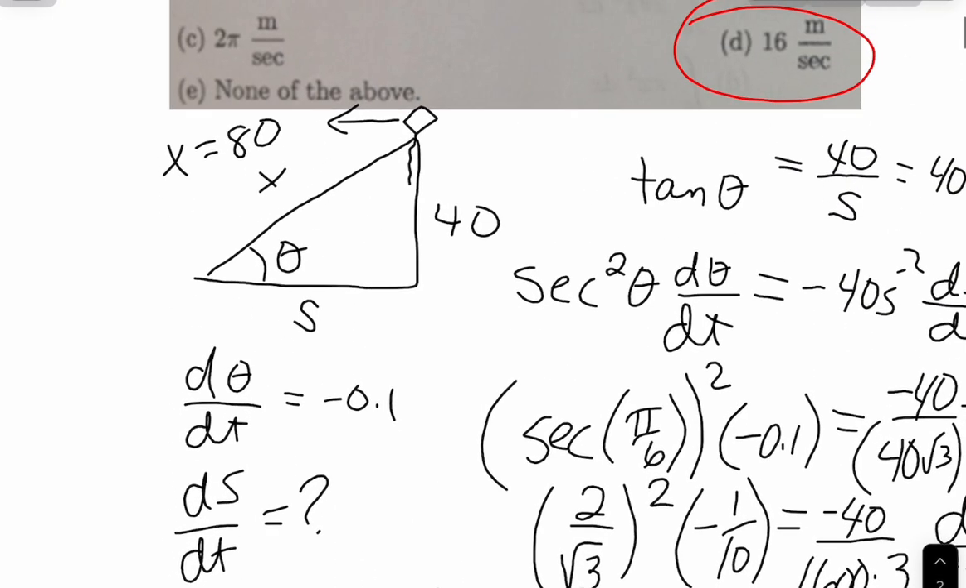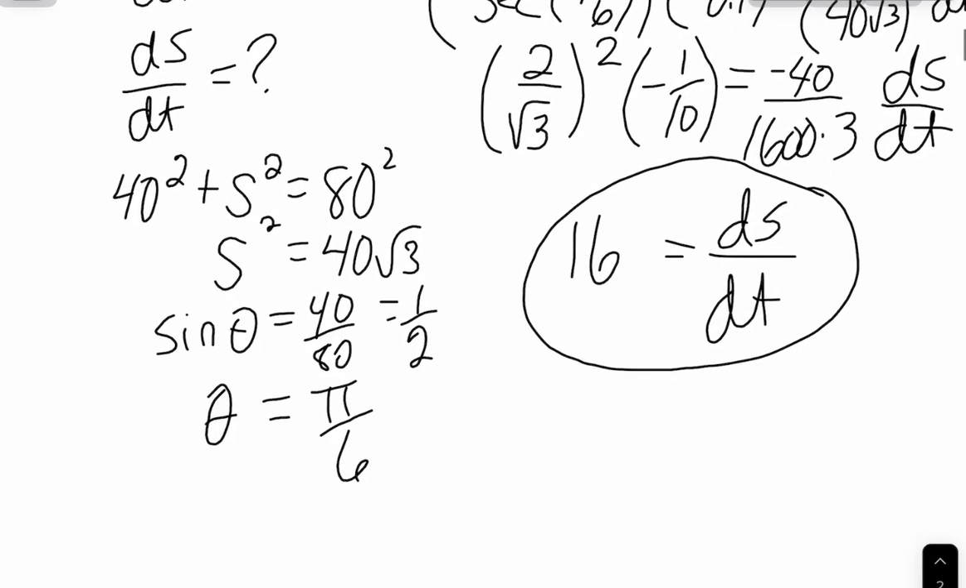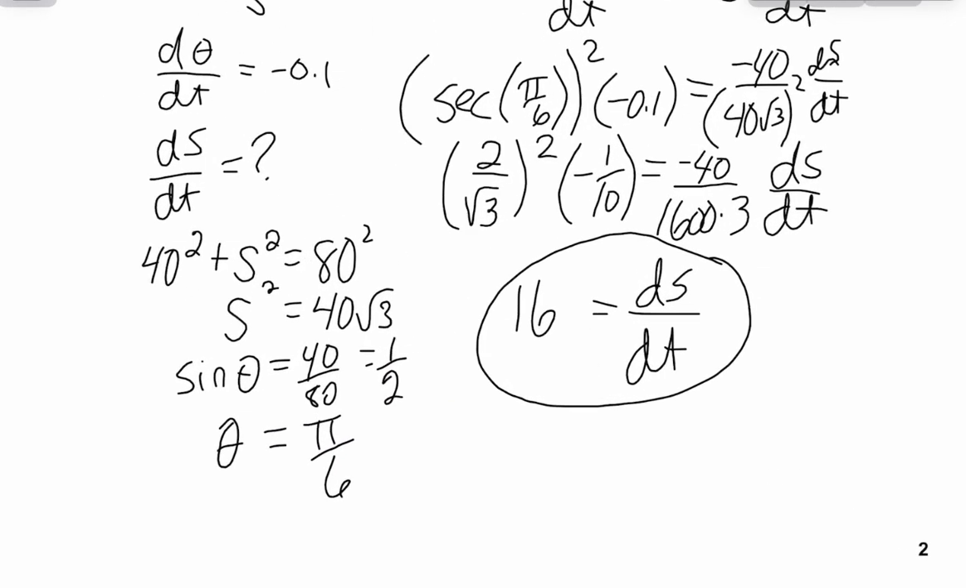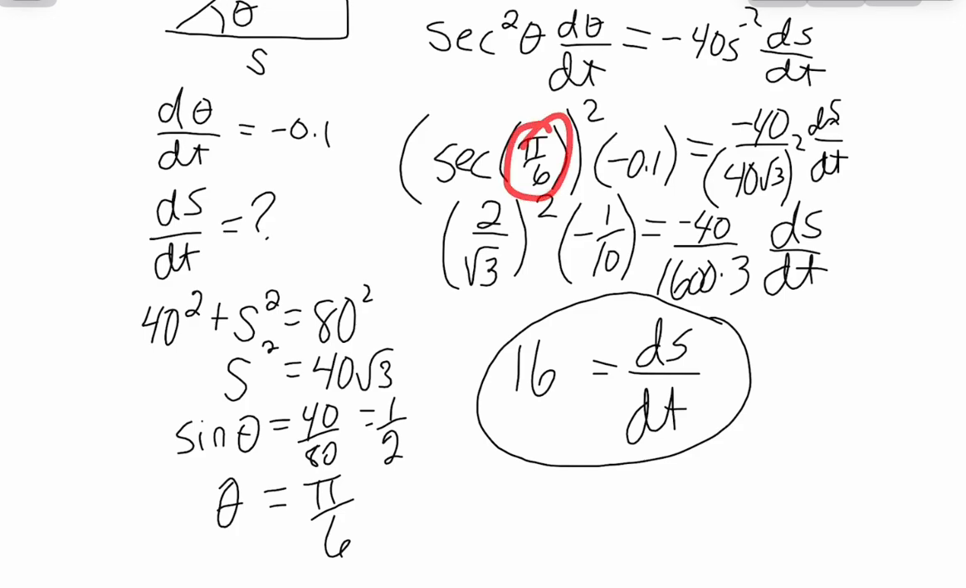To do theta, I need to know what theta is. I know this is 40 and this is 80. 40 over 80 is 1/2. If you do it on your calculator, I would do it in degrees initially. You do get pi over 3, you do get 30 degrees. The sine is 1/2 at 30 degrees if you use a unit circle. So that tells me that this particular angle is stuck at 30 degrees at that particular moment in time.